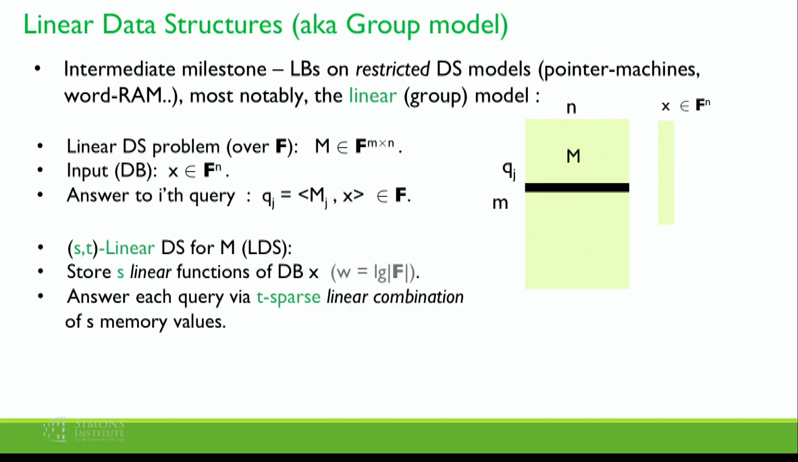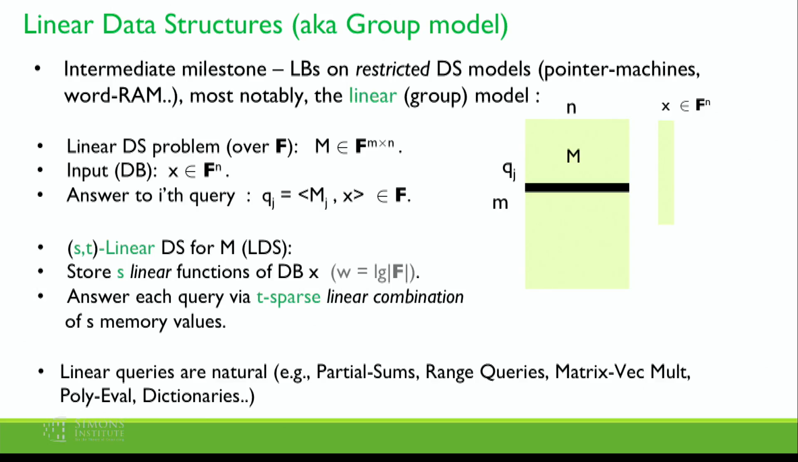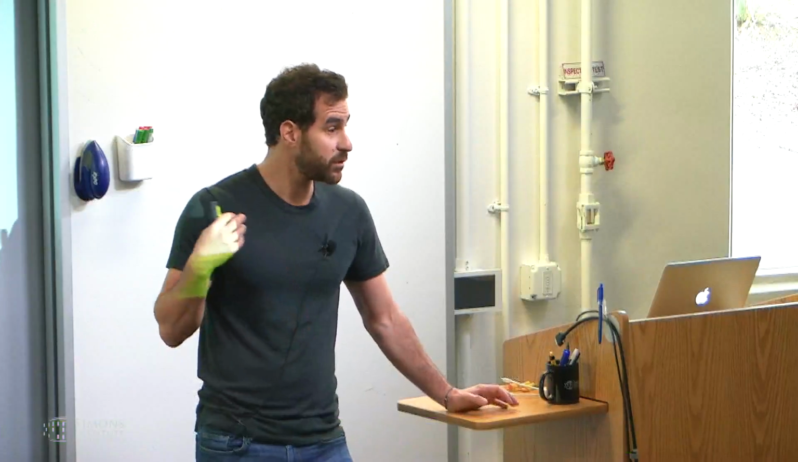The important thing is that the query, the top layer of this circuit, needs to answer each query with a t-sparse linear combination of those memory cells. It's a nice exercise to show that if the top layer is linear, you can for free linearize the bottom layer. So this is actually not a real constraint. It's a nice exercise to prove. And yeah, linear queries are an important special case.